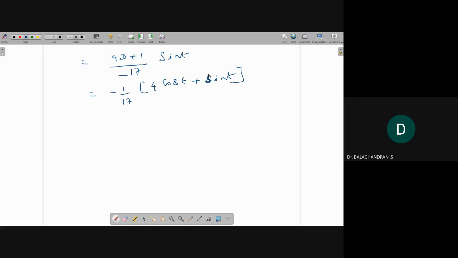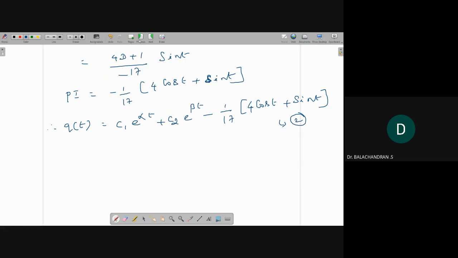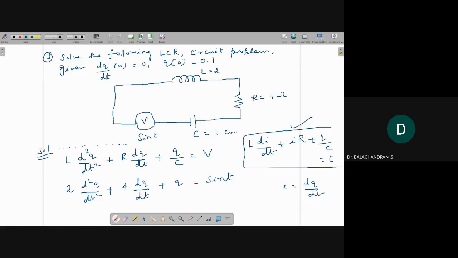So now your solution: you are solving for q of t. Therefore q of t equals PI plus CF, which is c1 into e power alpha t plus c2 into e power beta t, and the PI is minus 1 by 17 into 4 cos t plus sin t. So up to this nearly 80% of the problem is over. So q, the charge in terms of t, we got it. And here it is given q of 0 equal to 0.1 and dq by dt of 0 equal to I. Here it is q, and I equals dq by dt. First, I will write this condition.